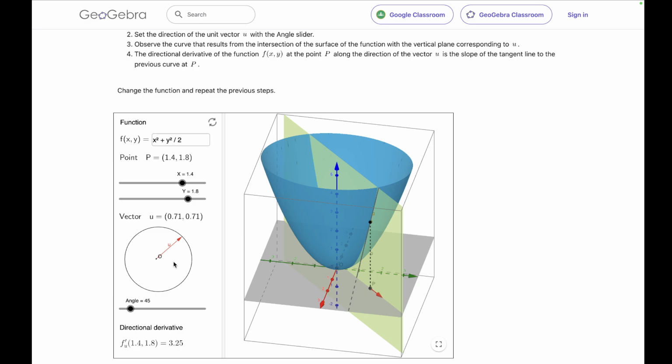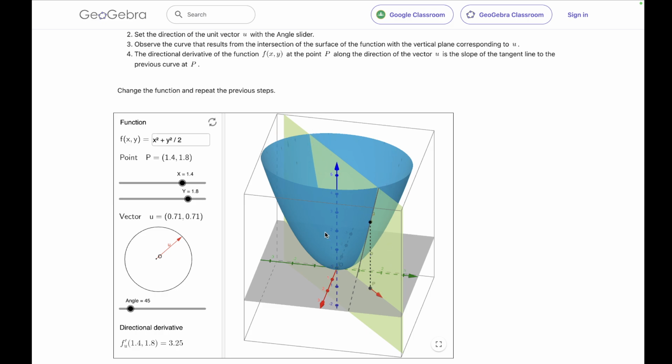Angle for this, this is the unit vector u, which we find for angle 45 degrees. So this is the plane. This is the plane through the vector u that cuts the surface f(x,y) with the vertical plane corresponding to u.